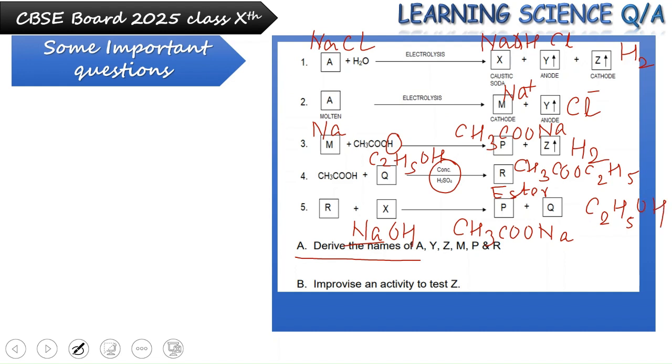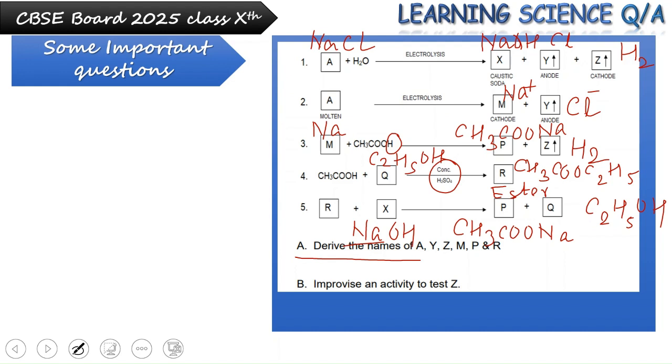So now we have completed all the reactions. A is NaCl, sodium chloride. Y is chlorine gas. Z is hydrogen gas, M is Na or sodium, P is sodium acetate, CH3COONa, and R is ethyl acetate or ethyl ethanoate, which is an ester.